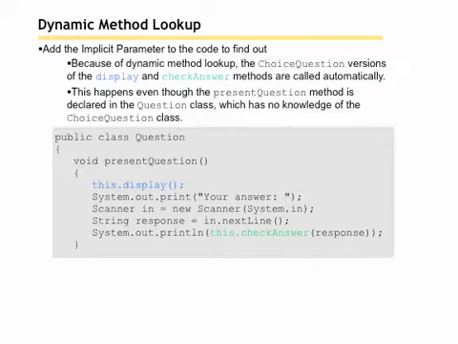This happens through the presentQuestion method, which is declared in the Question class and has no knowledge of the ChoiceQuestion class. So that's pretty cool. Even though we're looking in public class Question, it has no knowledge of ChoiceQuestion. If you have an object of type ChoiceQuestion and it's calling the presentQuestion method, there's not a presentQuestion method inside ChoiceQuestion.